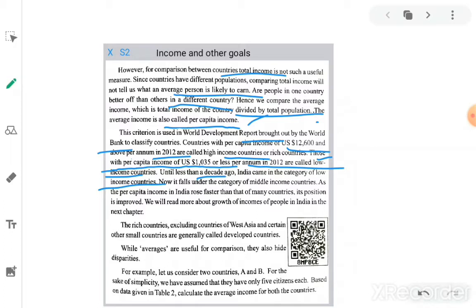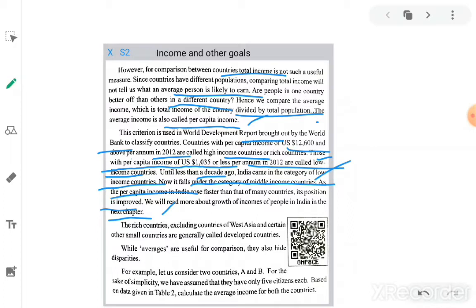Now it falls under the category of middle income countries. India is now developing very fast, as the per capita income in India rose faster than that of many other countries. Its position has improved. We will read more about the growth of incomes of people in India in the next chapter. So India comes under the category of developing countries. It is overtaking other countries economically.